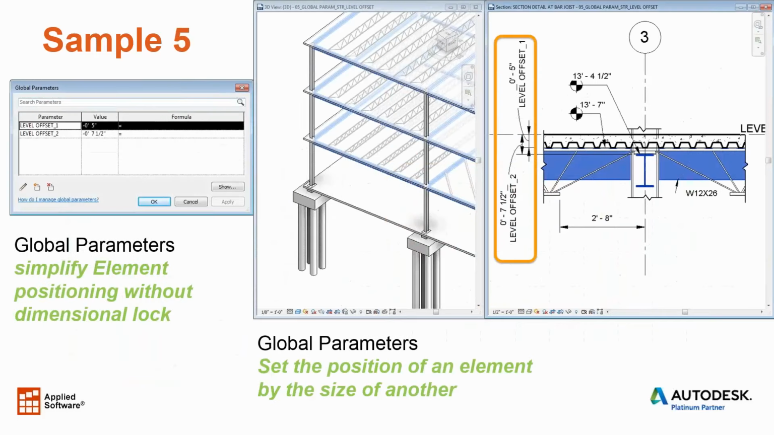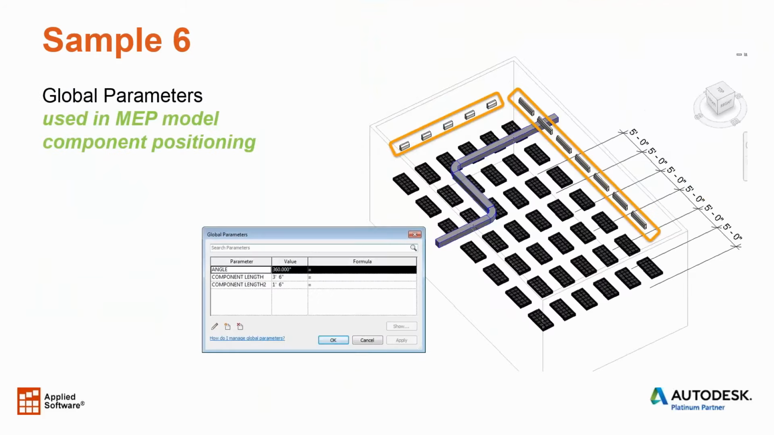Here's the example where we have the structural slab in the building, and it has a level offset down to the top of the girder or top of the joist in different directions. I'll show you that in a moment. An example for MEP engineers would be, when you're laying out different MEP components along the wall, you could also use those instance parameters or global parameters to set those as well.